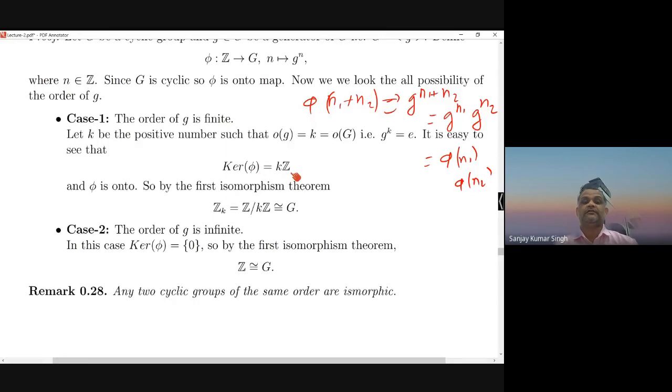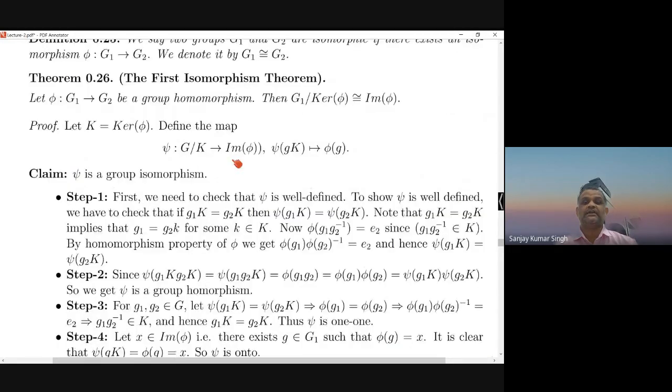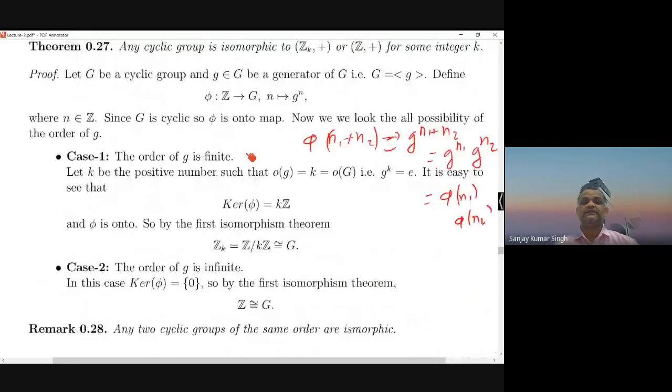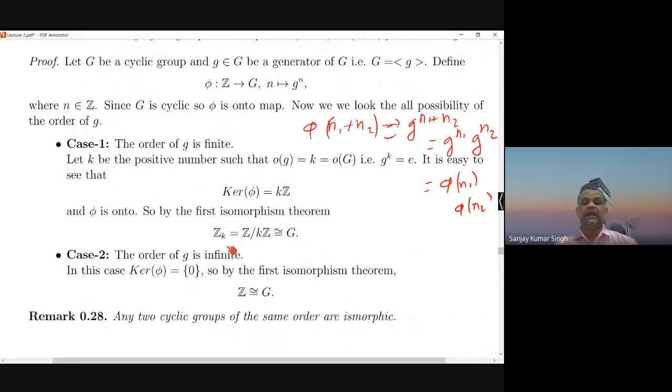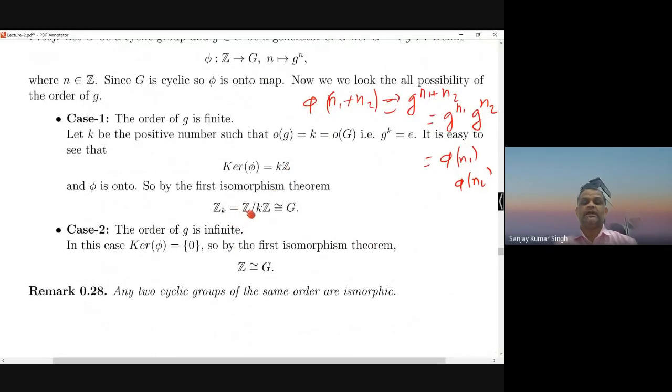And now applying the first isomorphism theorem, which says that G by K is isomorphic to the image. But what is the image here? Image is whole G, and kernel is kZ. So I get Z by kZ, which is nothing but Z_k in this notation, and which is isomorphic to capital G.